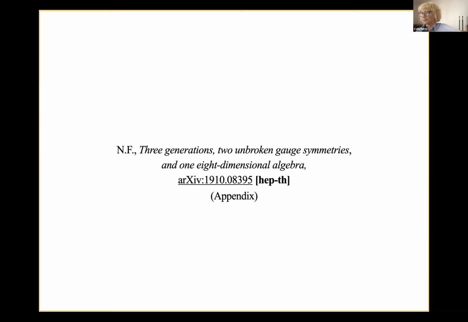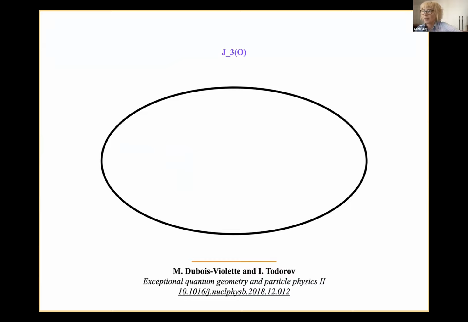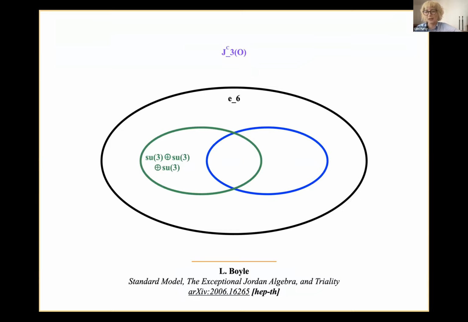Now, if you've been keeping up with the latest developments in division algebraic model building, you will know that there's been a group of authors who have recently found interesting new ways to characterize the standard model's gauge group. For example, there's Michel Dubois-Violette and Ivan Todorov, who have studied something called the exceptional Jordan algebra, J3(O). The exceptional Jordan algebra has the exceptional Lie group F4 as its group of inner automorphisms. These authors were then able to describe G_SM, the standard model symmetries, as the intersection of F4's SU(3) x SU(3) and SU(9) subalgebras. In related work, Latham Boyle recently showed how complexifying the exceptional Jordan algebra can upgrade SO(9) to SO(10). Specifically, he started with E6 and showed that the symmetry algebra of the left-right symmetric model can be found to be the intersection of E6's SU(3) x SU(3) x SU(3) and SO(10) subalgebras.